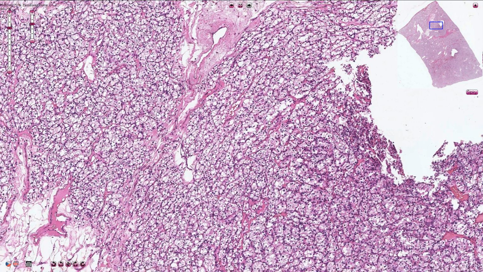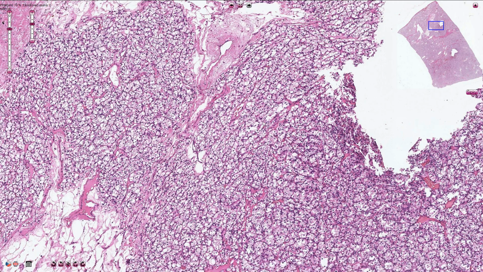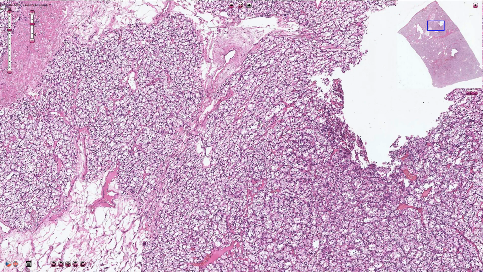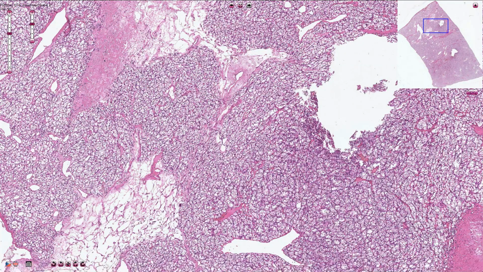If the tumor is small, well circumscribed, and limited to the renal parenchyma, then it has quite good prognosis after resection.